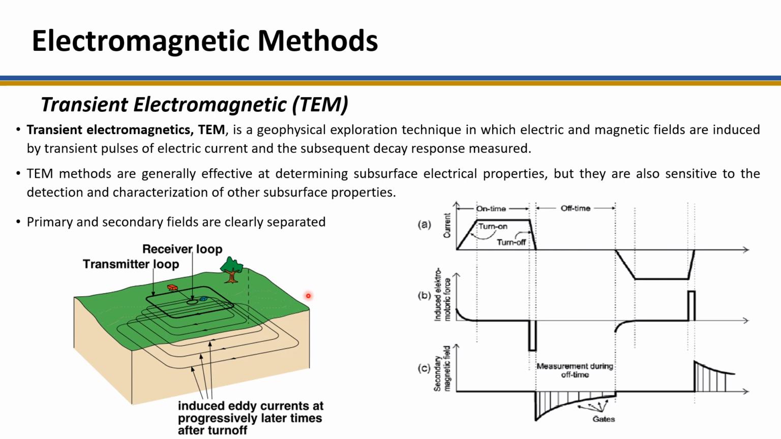The current will shut off after more or less 1 second or more to let the electromagnetic field collapse. If there is any presence of conductive layers or materials or bodies, the secondary magnetic field will be detected due to the induced eddy current in the ground, then measured by the middle receiver coil during off time as shown in graph C. The way the secondary field is decaying will tell us how good the conductivity of the subsurface is. Since the primary field is totally off or collapsed during the measurement of the secondary field, the data obtained is clearly separated because we only take the secondary fields during the off time.